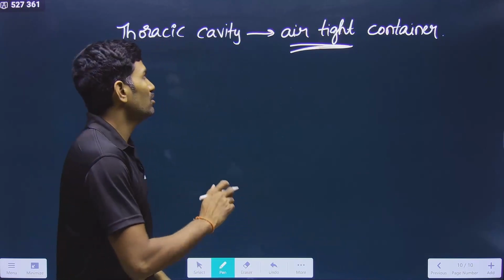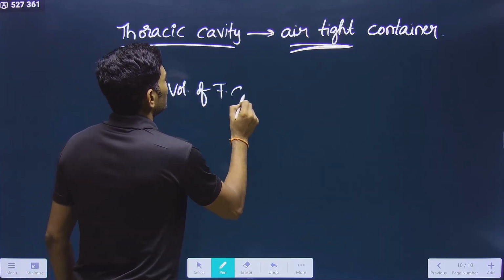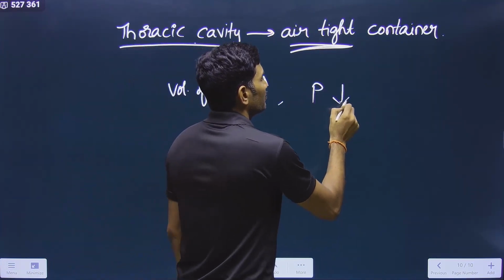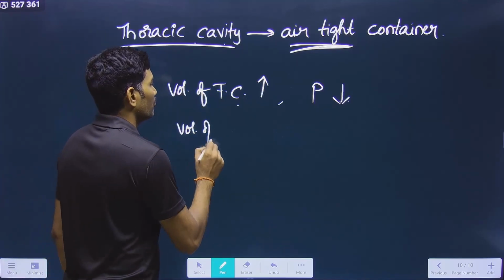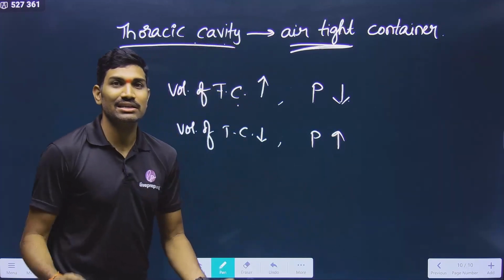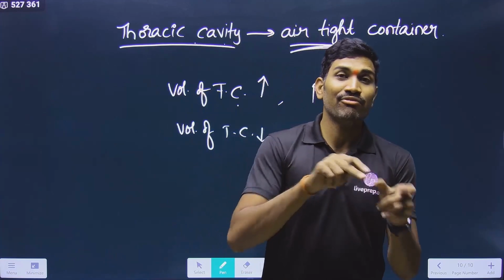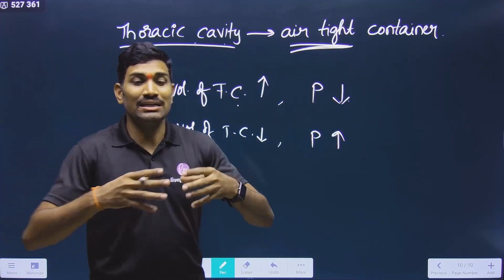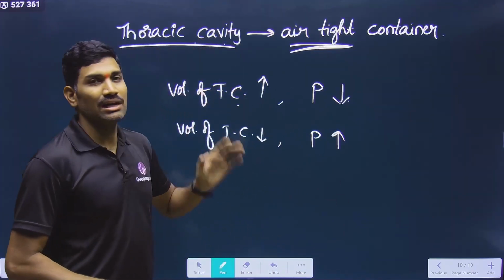Please understand this. If the volume of the thoracic cavity, TC I am writing, increases, the pressure within the thoracic cavity decreases. If the volume of the thoracic cavity decreases, then the pressure within the thoracic cavity increases. This is the point. So we are not directly focusing on the lungs. Please remember, we are not directly talking about the lungs. We are talking about the entire thoracic cavity. For an airtight container, these logics are applicable.